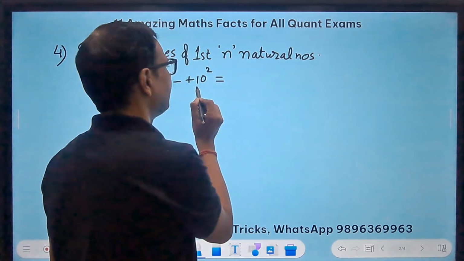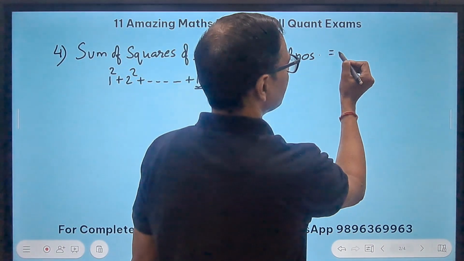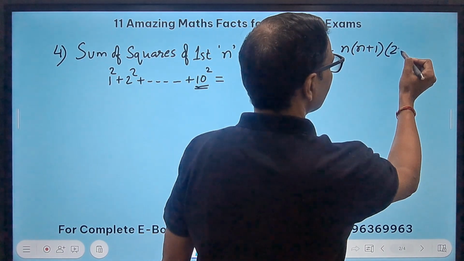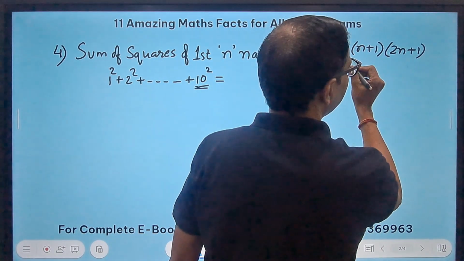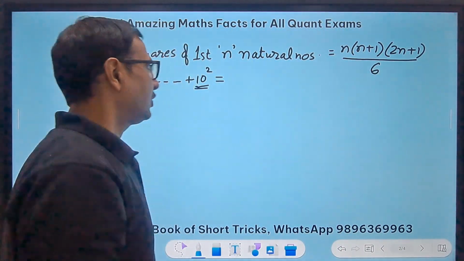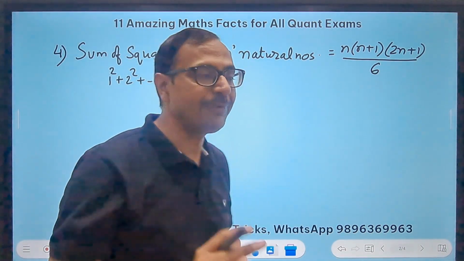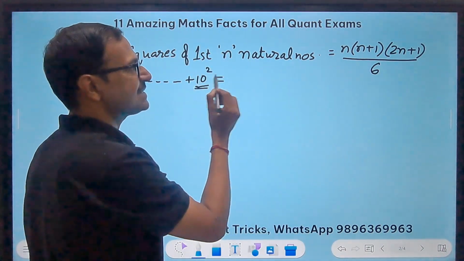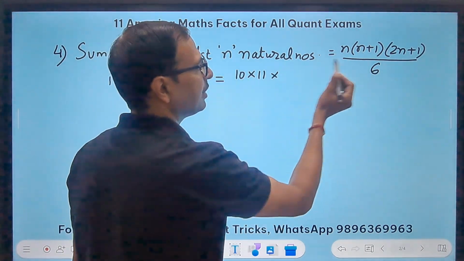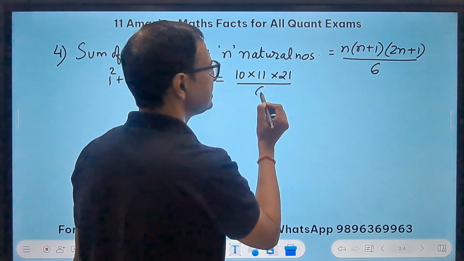So if this number is n, that is 10 in this case, I just have to do n, its consecutive number n plus 1, and then twice of n plus 1 and divide the result by 6. I'll get my sum directly. I don't have to find the squares of the individual numbers. I just have to put the value of n. So what happens here? N is 10. So 10 plus 1, 11, and double of 10 is 20 plus 1, 21, and divide the result by 6.